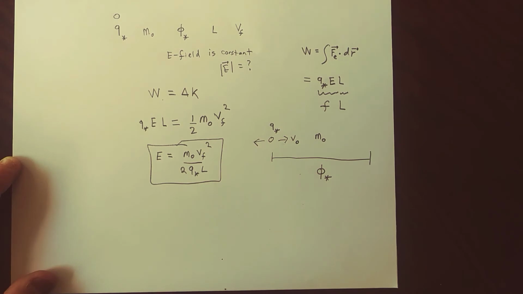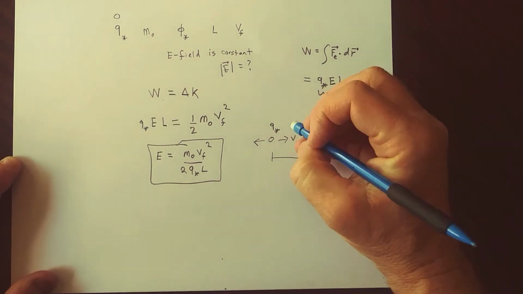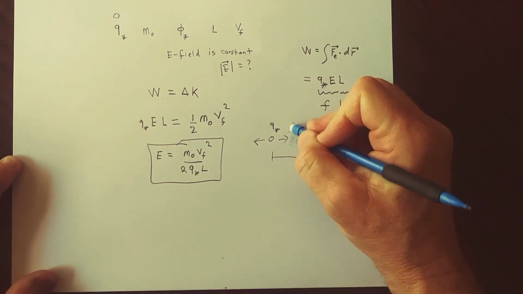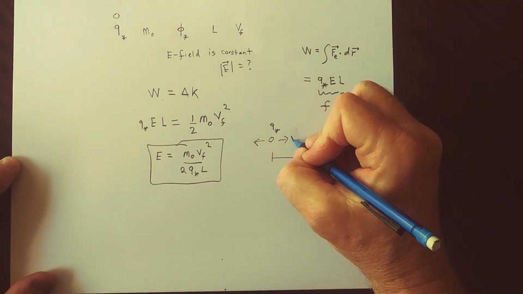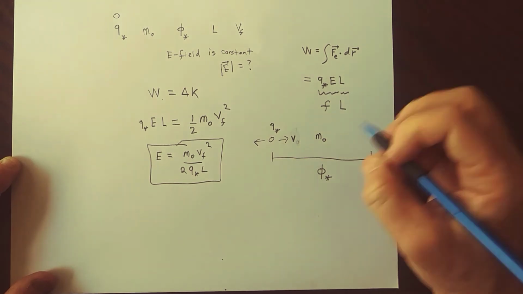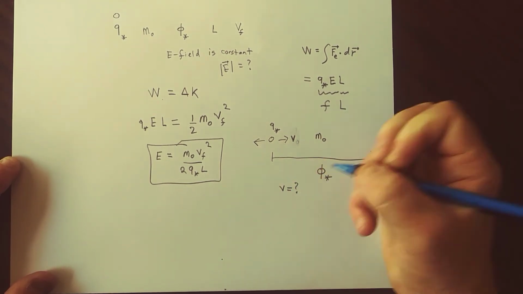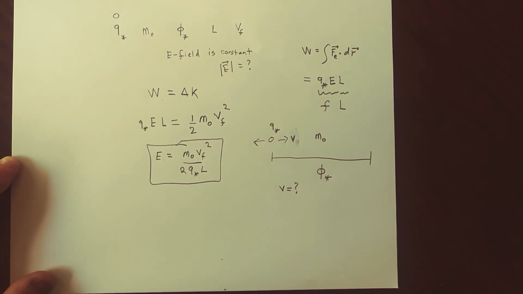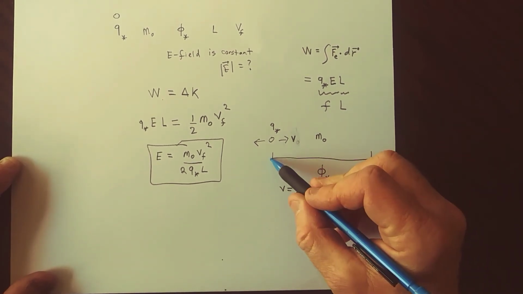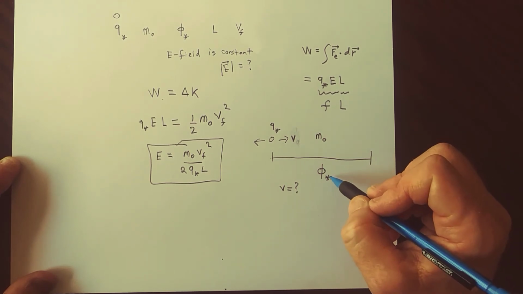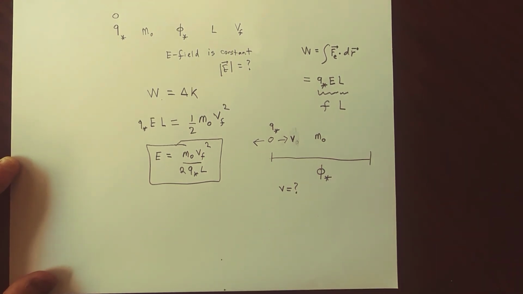And we want to find, let's say we don't know what the initial speed is. Let's just make it v. And the question is, what is v? What is the initial speed that the object has if it manages to travel through an electric potential of magnitude psi star before it comes to a stop?